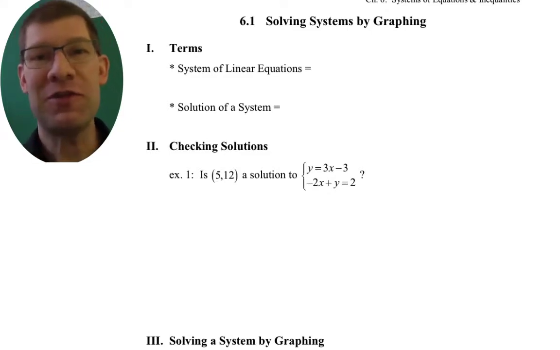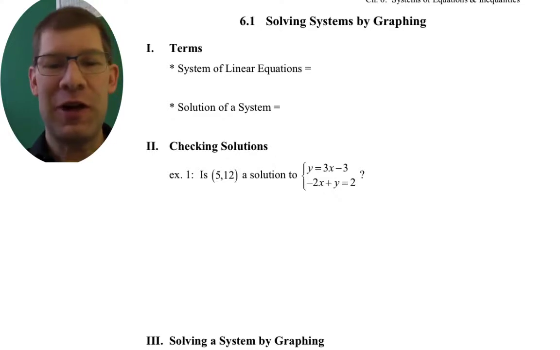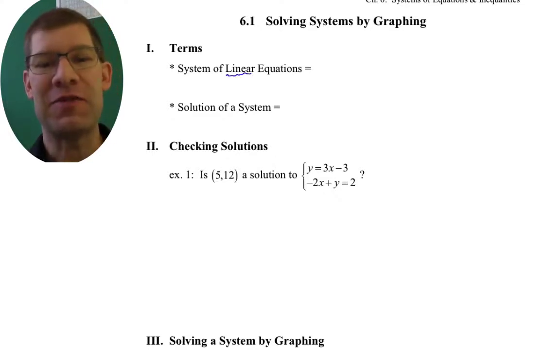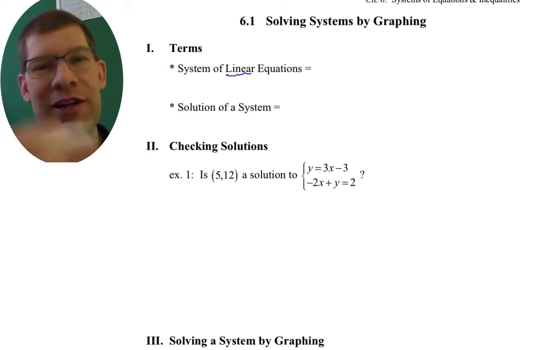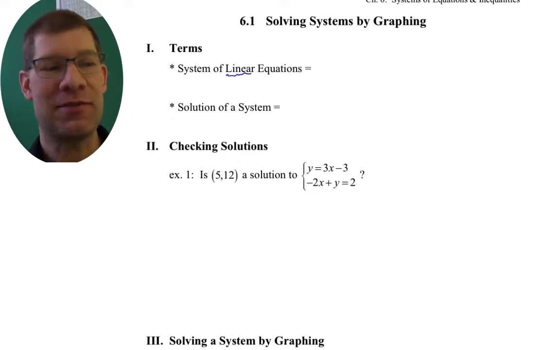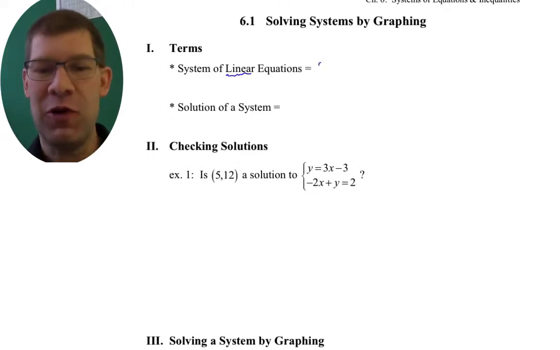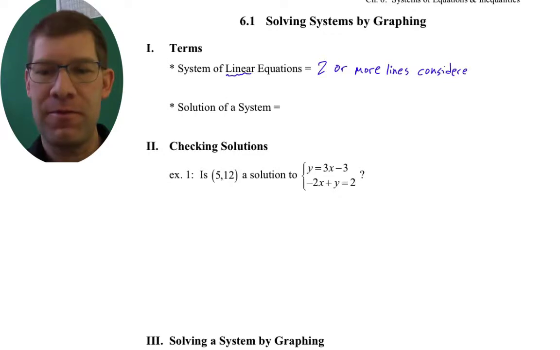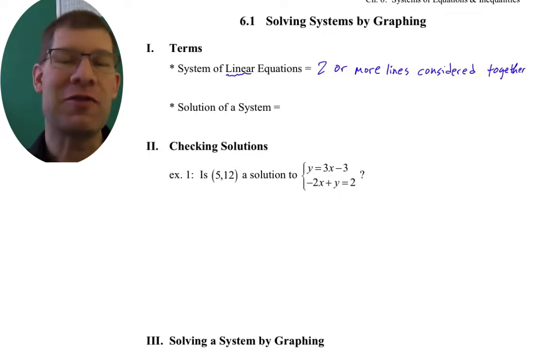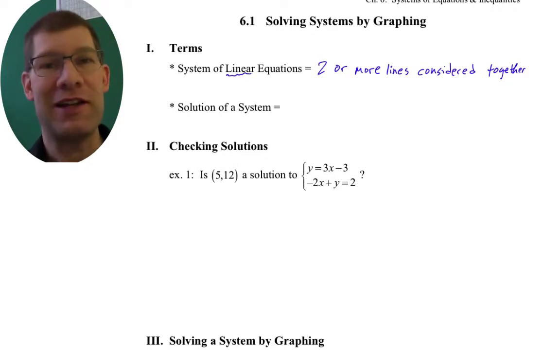So first, just some terms. If we have a system of linear equations, well, that word linear means we have to have a line. It has all kinds of words in there, but line is going to be one of them. So we're talking about lines. And a system then is going to be two or more lines considered together. Basically what it's talking about is we have a problem, and the problem has two different lines in it.